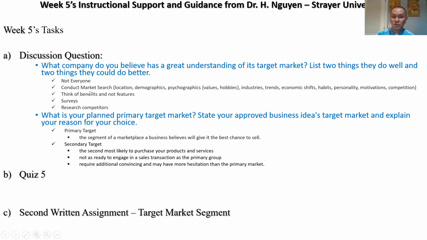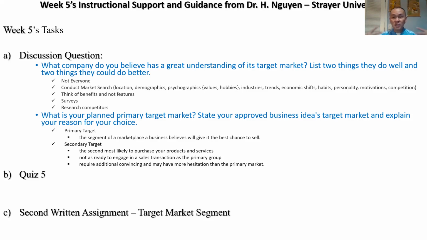So you need to focus on this when you're trying to discuss two things that a company does well or can do better to attract their clients. For example, consumer satisfaction or consumer information. These are the two things that a company can provide to consumers.